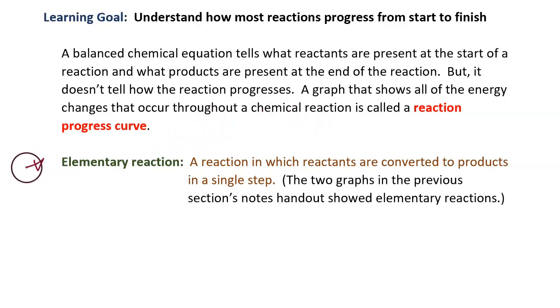Here's a vocabulary word: elementary reaction. This is a reaction in which reactants are converted to products in a single step. In the notes from the last section, we had a diagram that showed some reaction progress curves for two different reactions. I recall one of them, the final energy of the products was higher than the energy of the initial reactants. And in the other one, the final energy of the products was lower than what the reactant's energy was. Those graphs showed elementary reactions, reactions in which the reactants are converted to products with just a single step.